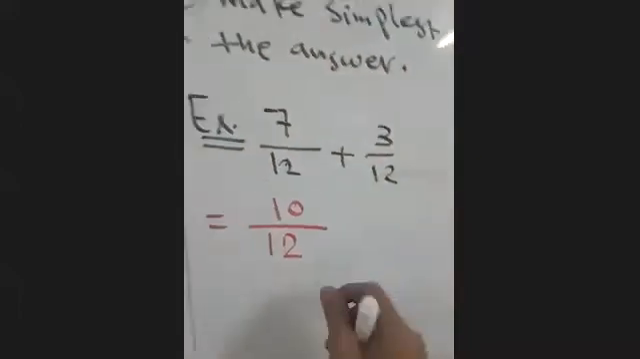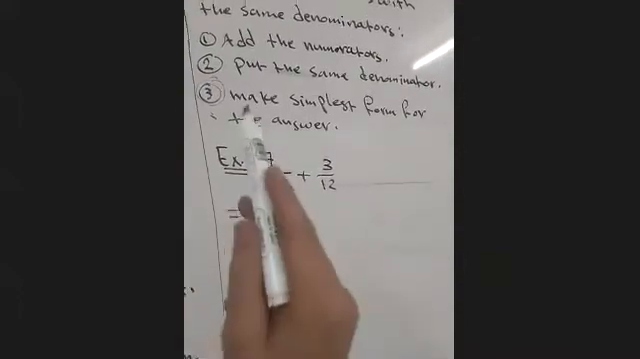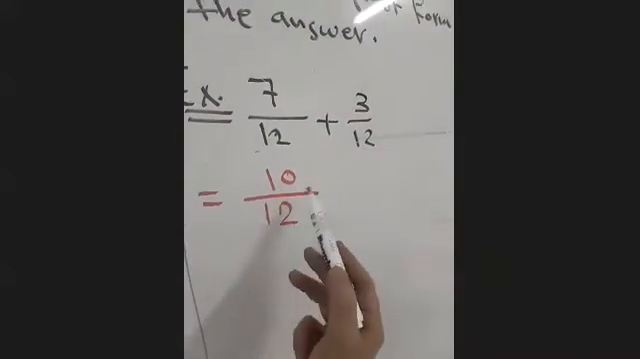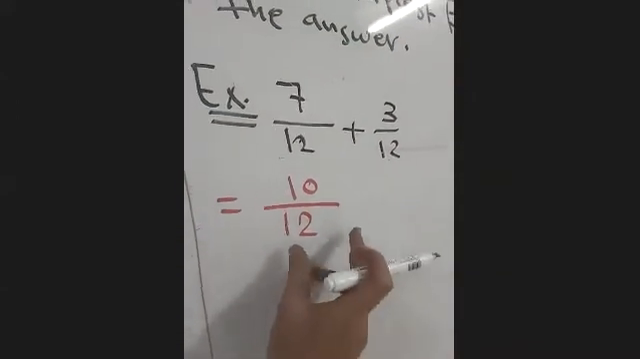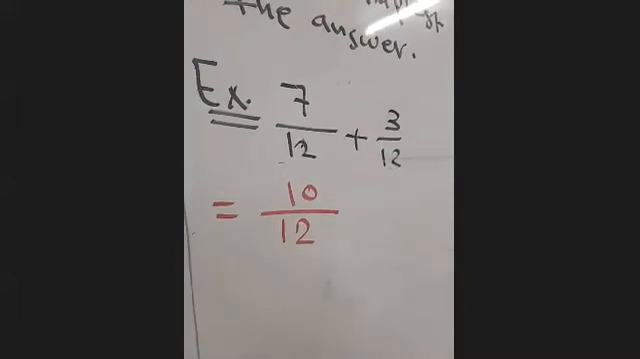What you will do, you will make the simplest form. We took simplest form before. Make simplest form for the answer. This is the answer. So the next step, the last step, we will make the simplest form of the answer. Let's remember how we make the simplest form of the answer.